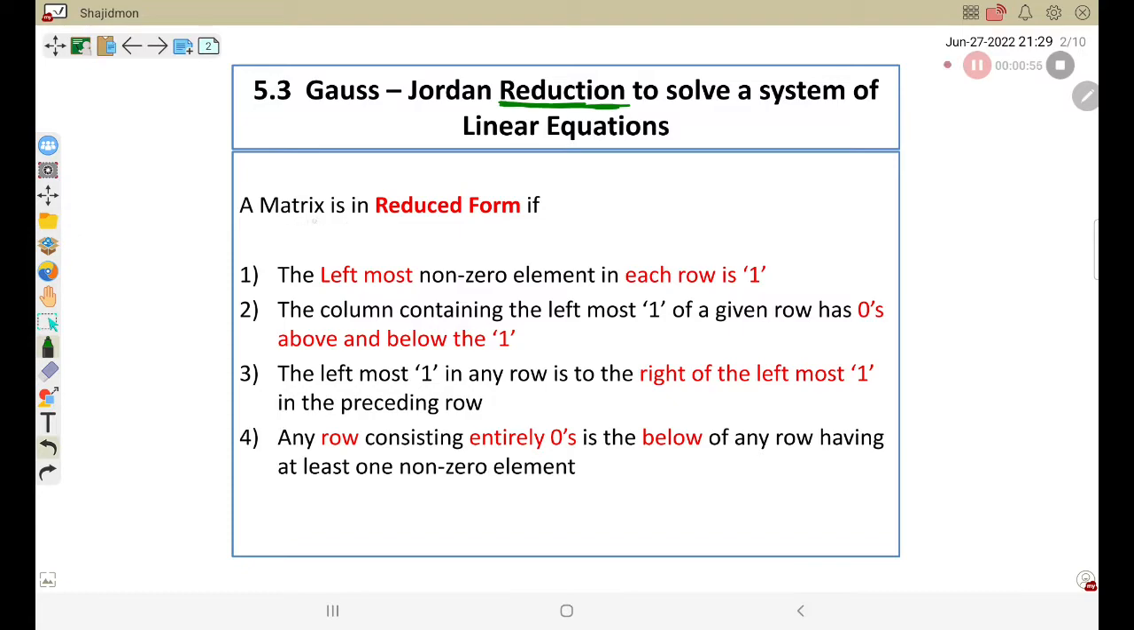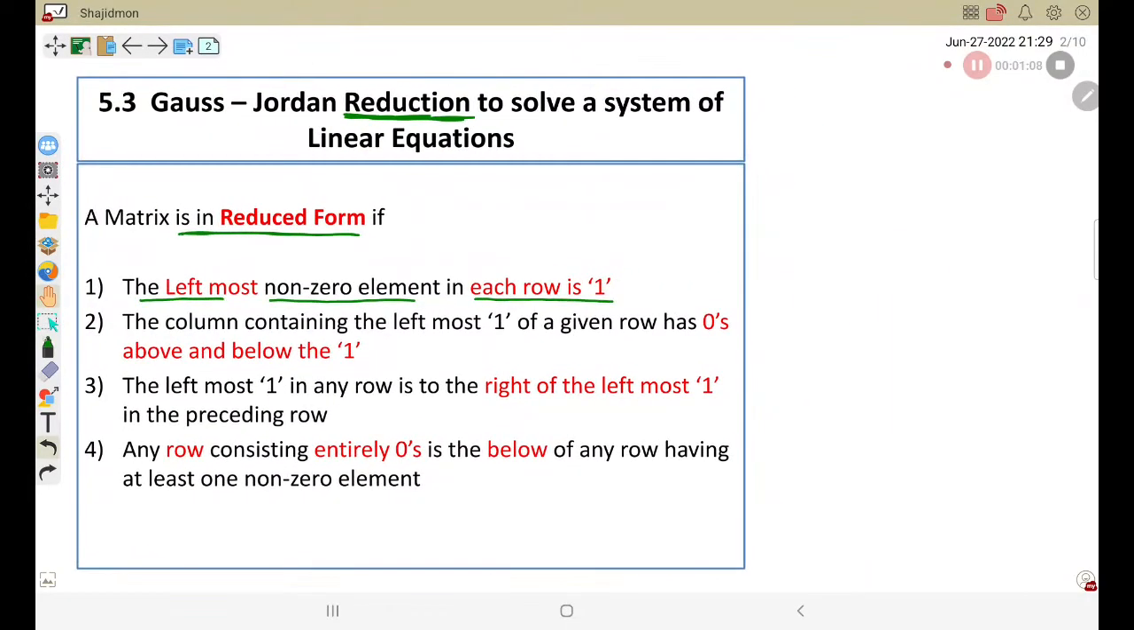A matrix is said to be in reduced form if it satisfies these four conditions. The leftmost non-zero element in each row should be 1. That is the first condition. I can show it here with an example on another slide. You can see each matrix.